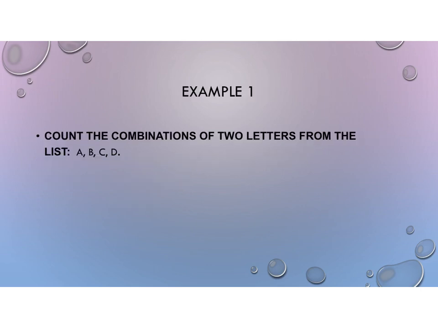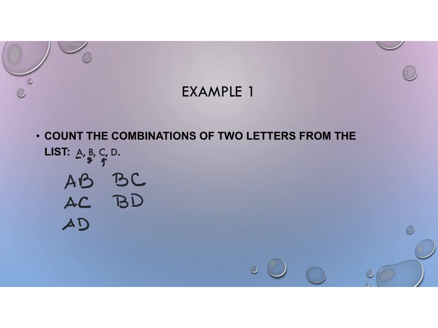So let's take a look at our first example. It's asking us to count the combinations of two letters from the list A, B, C, D. So we're going to go ahead and make our organized list. We're going to first start with the letter A. We know we could put it with the letter B, the letter C, and then the letter D. Now we're going to switch to the letter B. We've already put it with A, so I don't want to repeat that, but I can put it with C, and I can put it with D.